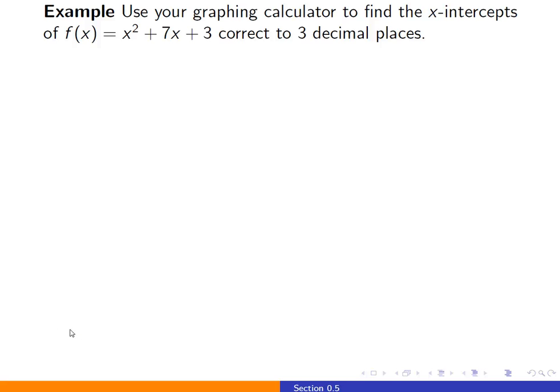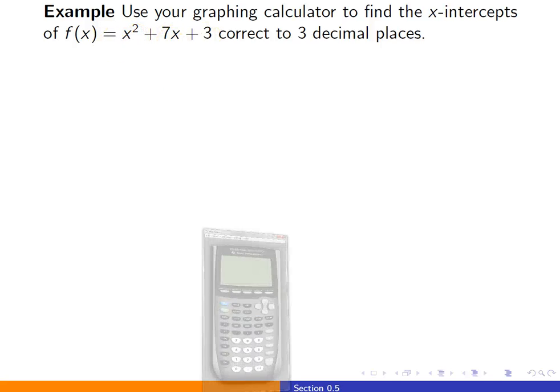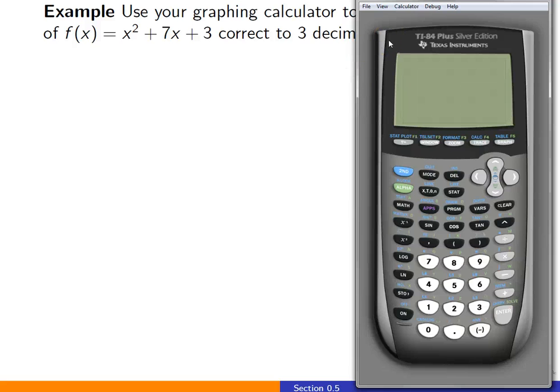In this video, we would like to use our graphing calculator to explore several functions. So first, let's use our graphing calculator to find the x-intercepts of the quadratic function given here, correct to 3 decimal places. So I would recommend pulling out whatever your graphing calculator is and following along.